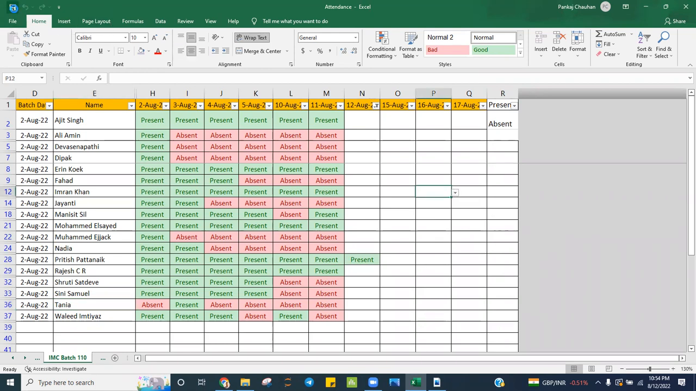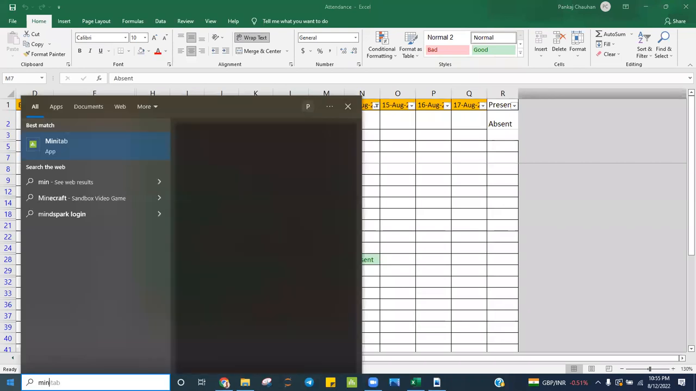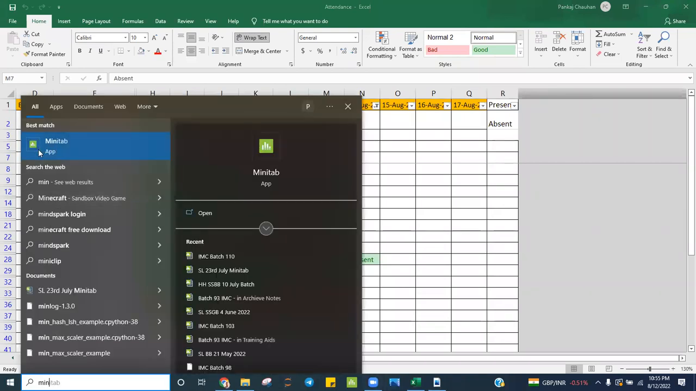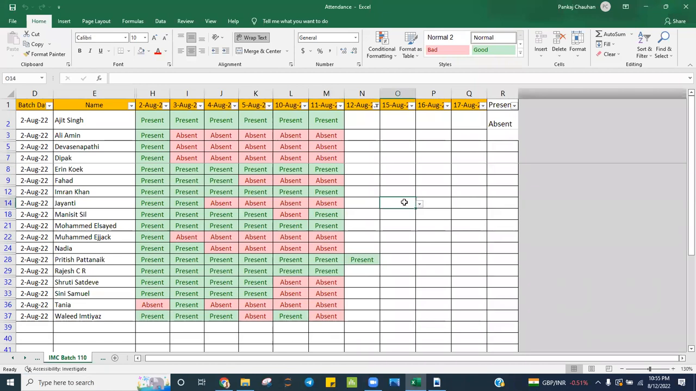Sir, this Minitab file, how do I open it? I have downloaded it. Should I open it with Excel? No, you cannot open it with Excel. For that, you have to have Minitab installed on your system. As in my system, this is the Minitab app I have installed. Then only you can open this file. The people who already have Minitab can open it. The people who don't have Minitab can download a trial version, which is applicable for 30 days. After that, you have to purchase a license.